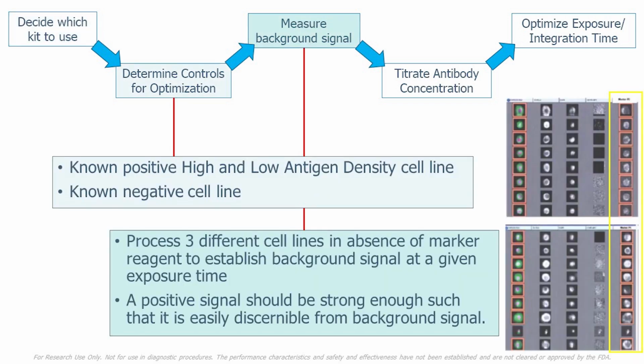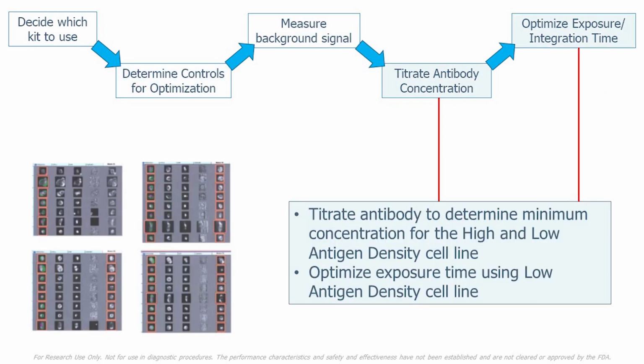Next up, you'll want to determine the proper controls using a known positive, high, and low antigen density cell line, like the thumbnail to the right, and a known negative cell line. To measure the background signal, process 3 different cell lines without the marker reagent using a specific exposure time. Your positive signal should be strong enough that there's no ambiguity in relation to the background signal. Once those steps are complete, you'll want to carefully titrate your antibody to determine the minimum concentration for both the high and low antigen density cell lines.